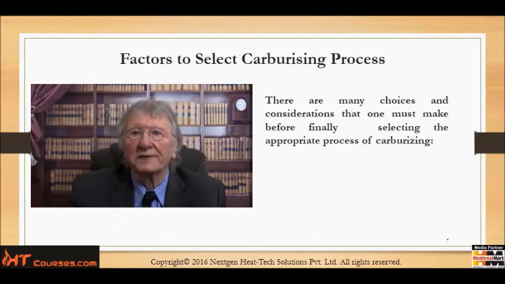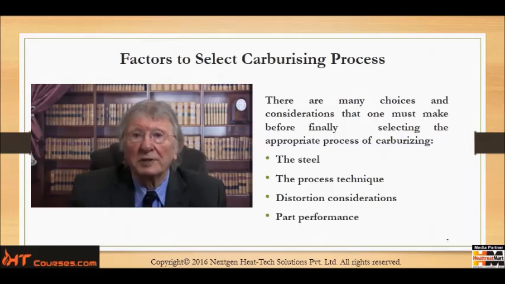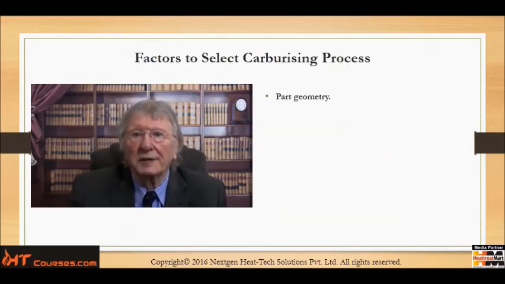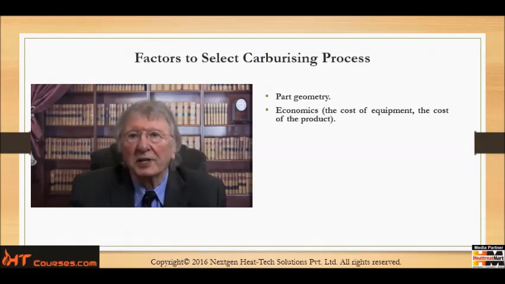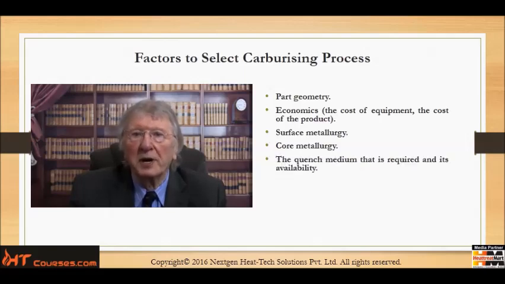There are many choices and considerations that one can make and must make before finally selecting the process of carburizing. First of all, the steel. Secondly, the process technique. Thirdly, distortion considerations. Fourthly, part performance. Part geometry. Economics, that is the cost of the equipment and the cost of the product. Surface metallurgy that is required. Core metallurgy that is required. The quench medium that is required and its availability.